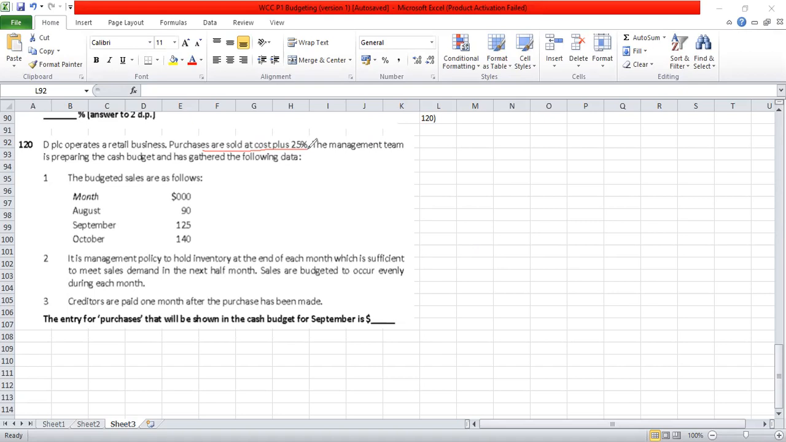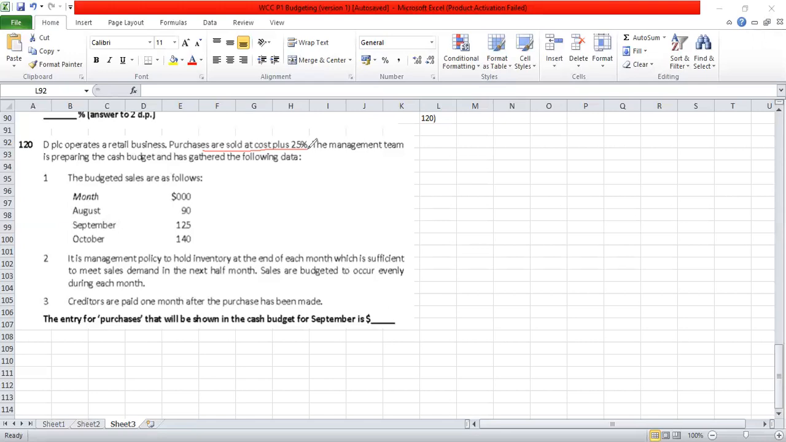Then there are certain details about the amount of closing stock held each month. The management policy is to hold inventory at the end of each month which is sufficient to meet sales demand in the next half month. So the next half month's sales will be the closing stock. Sales are expected to occur evenly.